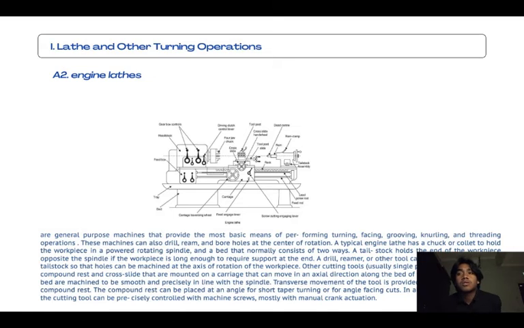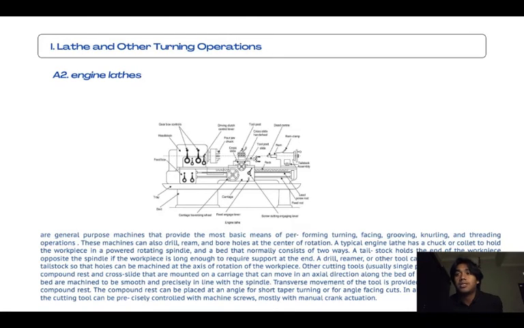Okay, we're going to the second subtopic from lathe and other turning operations, which is the engine lathe. These are general purpose machines that provide the most basic means of performing turning, facing, grooving, knurling, and threading operations. These machines can also drill, ream, and bore holes at the center of their rotations.